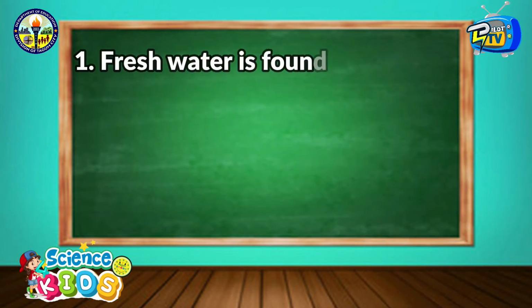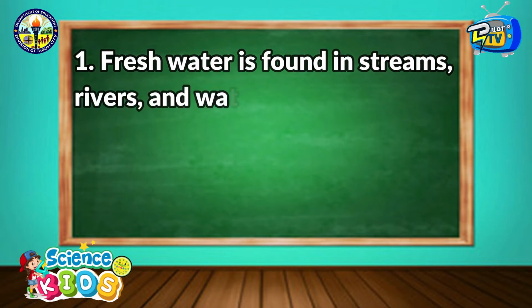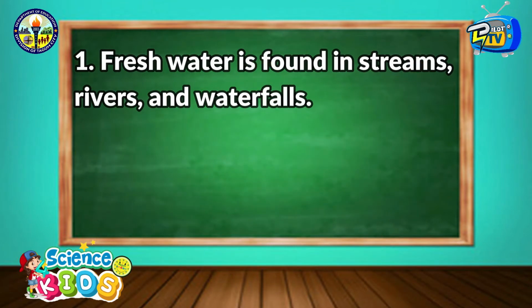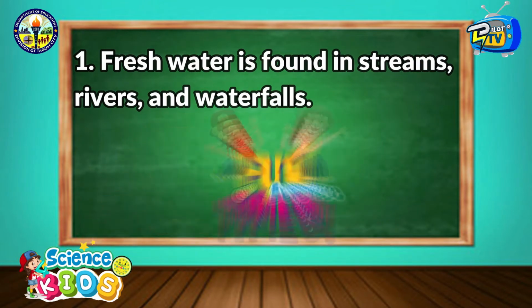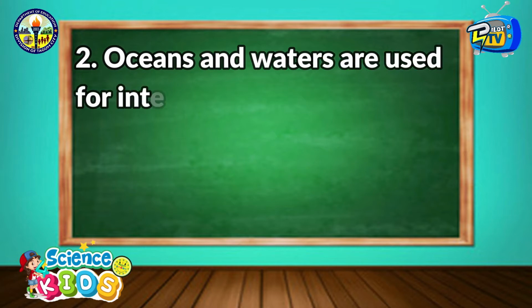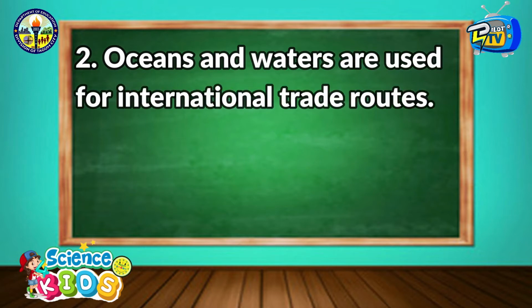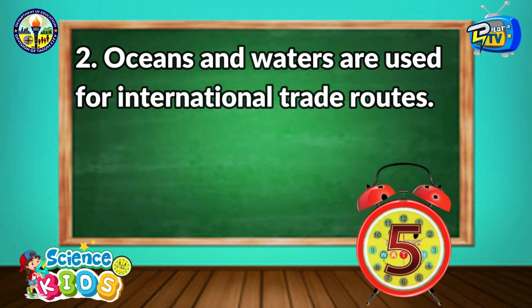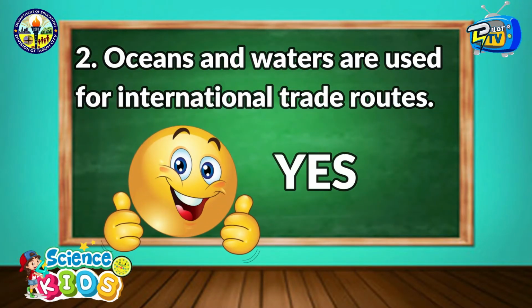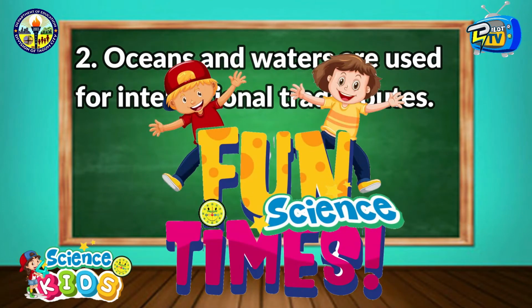Number 1. Fresh water is found in streams, rivers, and waterfalls. Timer starts now. Time is up. What is your answer? Good job. The answer is yes. Number 2. Oceans and waters are used for international trade routes. Your timer starts now. Time is up. What is your answer? Nice. The answer is yes.